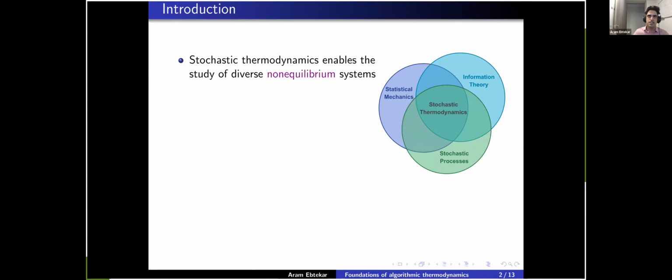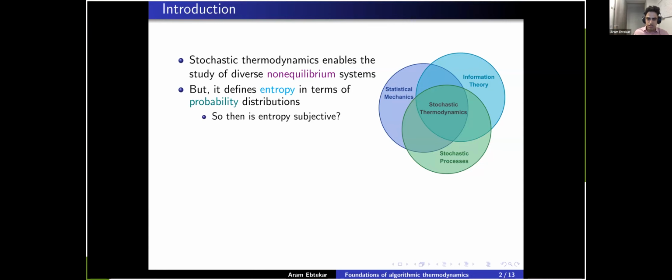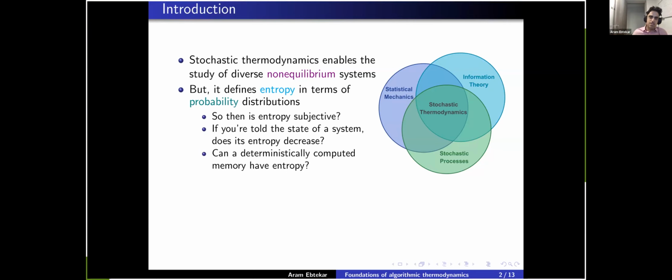Okay. Basically where we start off is stochastic thermodynamics and its amazing success at studying all sorts of non-equilibrium systems at all sorts of scales, bringing these three fields together. The only problem I have with how we're doing things is that we define entropy in terms of probability distributions, which is useful, but it does raise questions. Does that mean entropy is subjective? If you're told the state of the system, does its entropy suddenly decrease to zero? Does it even make sense for a deterministic computed memory value to have entropy?